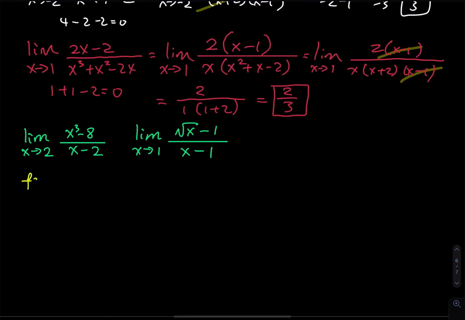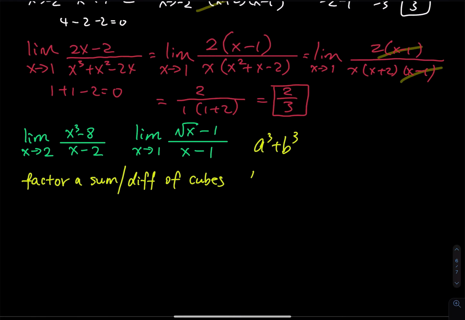So factor a sum, and I should say sum slash difference of cubes. What is this? Let's do a review. So you have a to the third plus b to the third. You are trying to factor this, a to the third minus b to the third. For the plus, you have a plus b, and then a squared minus ab plus b squared.